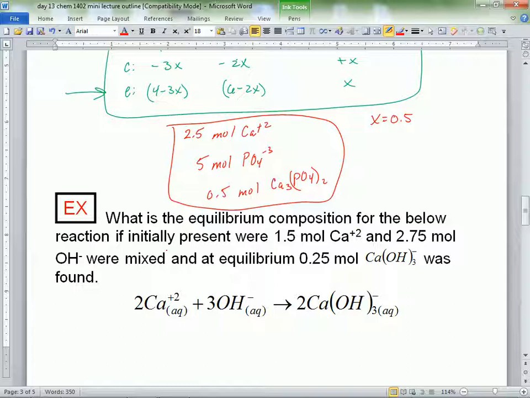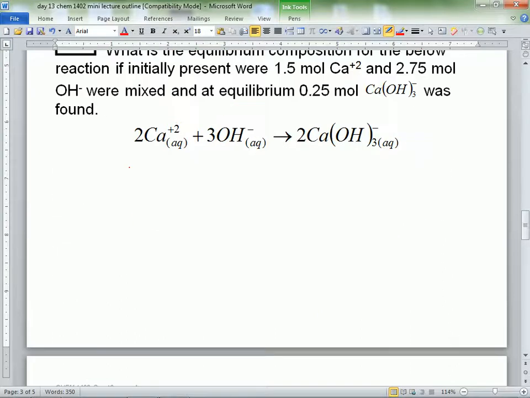And put a little dash, or 0. So 2x has to be 0.25. So what does your x have to be? 2x is 0.25. X is going to have to be 0.125. So hopefully you're getting 0.125 for your x for this question.